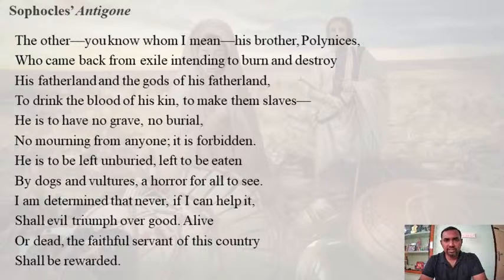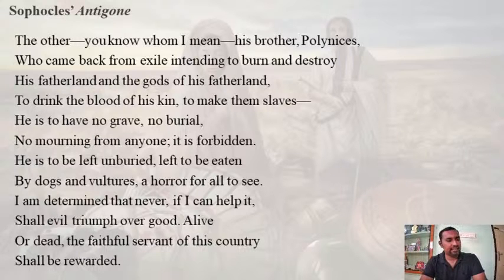So as far as Creon sees it, it was an evil act that was committed by Polynices, to fight against his own father's city. That was an evil thing to do. And that is why King Creon has given this latest proclamation.